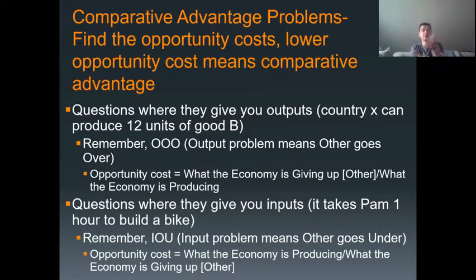For inputs, it's flipped. And the way you remember this is IOU. I for input means other goes under. O is the other, under is the U. So opportunity cost equals what the economy is producing, maximum, divided by what the economy is giving up, the other.